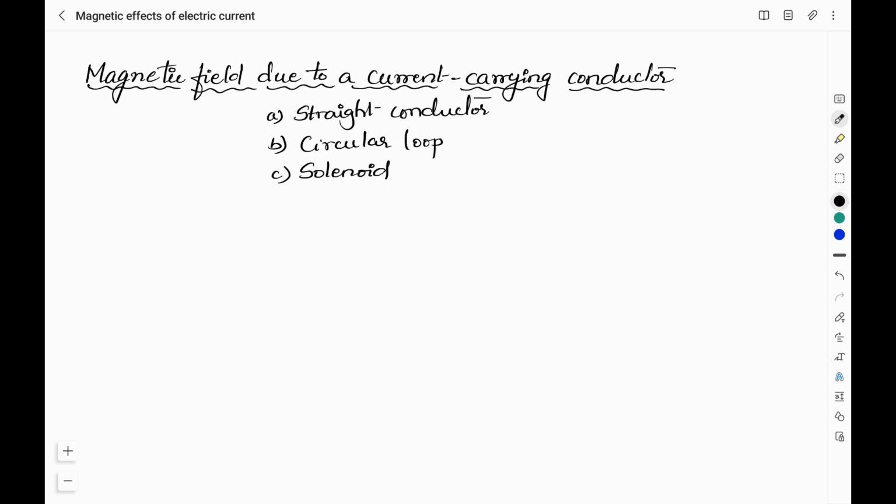In the beginning, we'll discuss the magnetic field due to current through a straight conductor. Then all the points can be applied to the circular loop as well as the solenoid. We will discuss one after the other.